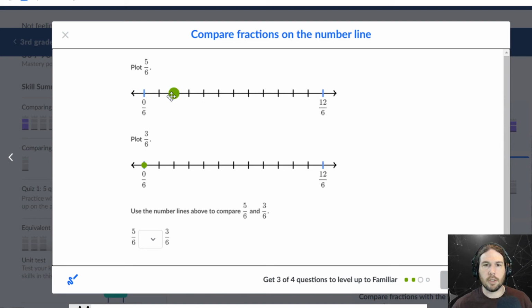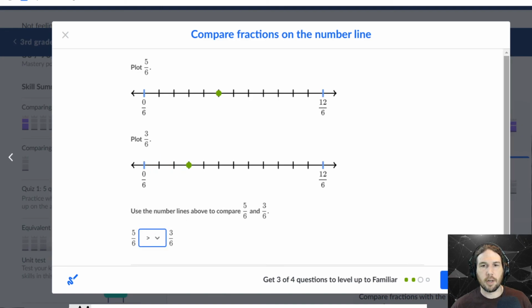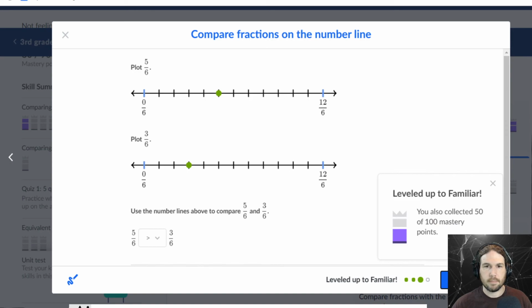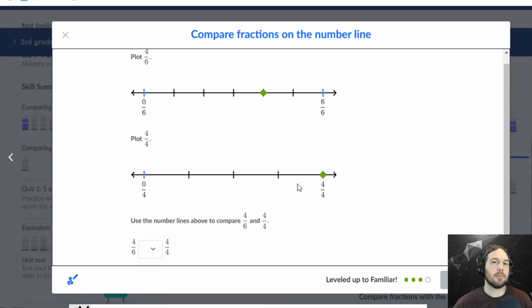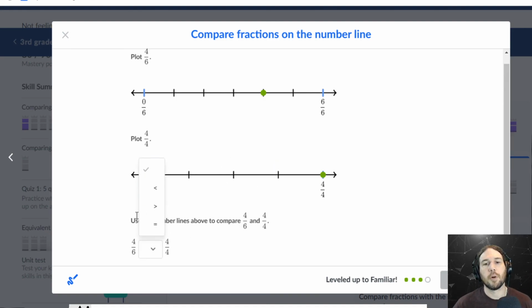Here is 1, 2, 3, 4, 5 sixths. Here's 1, 2, 3 sixths. 5 is clearly larger. 1, 2, 3, 4. 1, 2, 3, 4. Again, we have the same number of pieces, but because sixths are smaller than fourths proportionally, 4 sixths is indeed less than 4 fourths.